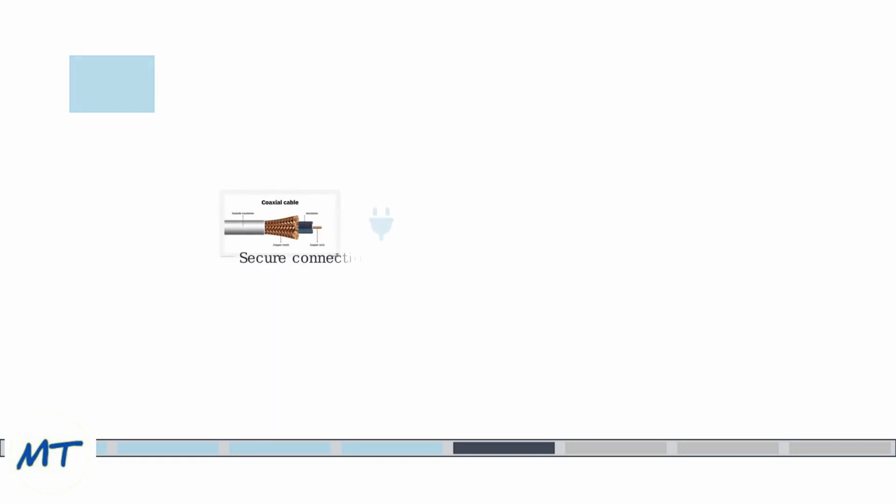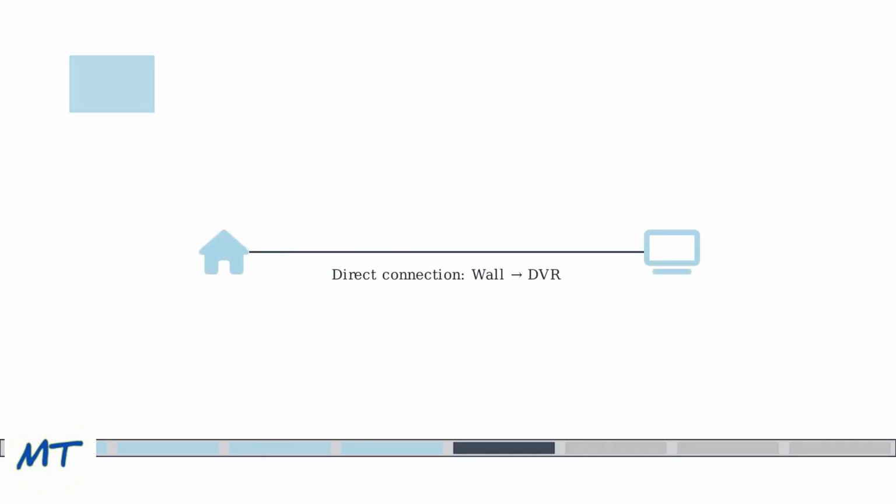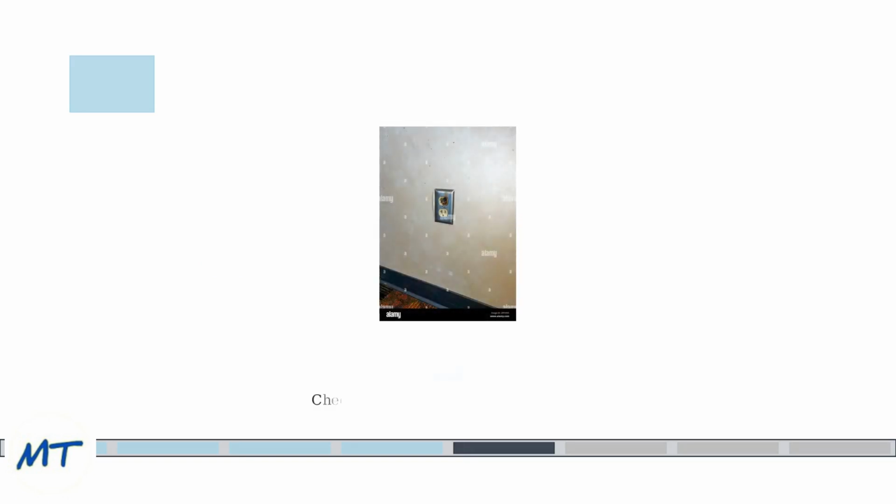Examine the coax cable structure. Proper layers ensure signal integrity, but damage or poor connections can cause issues. If possible, connect the DVR directly to the wall outlet to bypass any splitters and test the signal. If problems persist even with direct connection, the wall outlet itself may be faulty. This is common after storms or construction work.